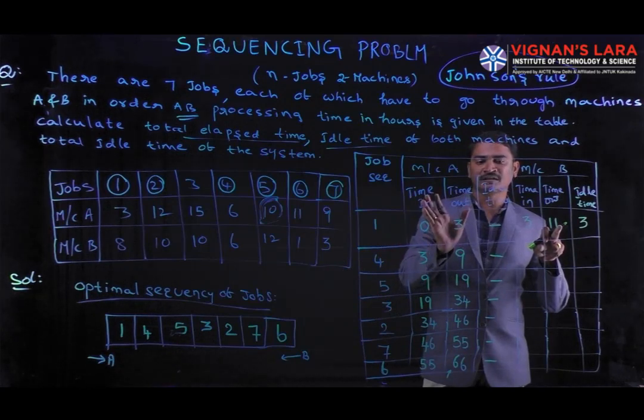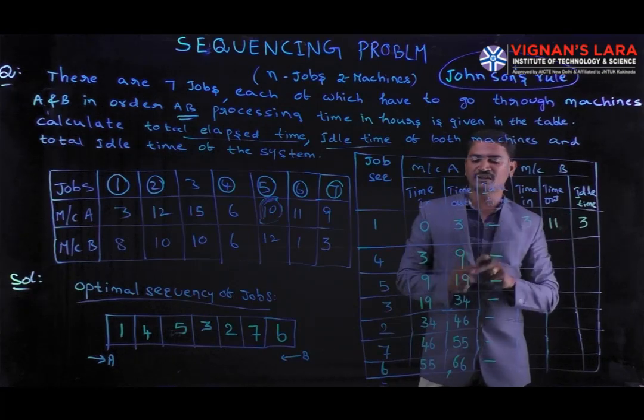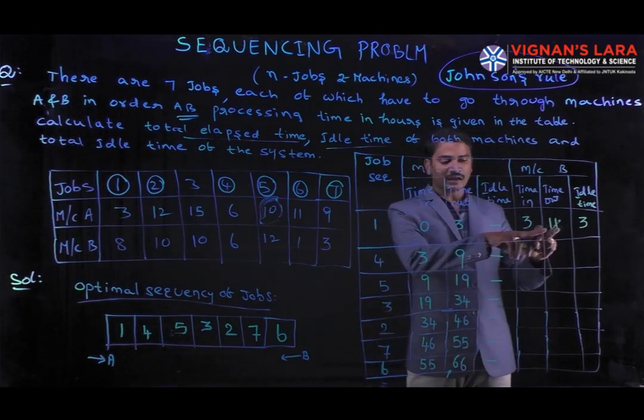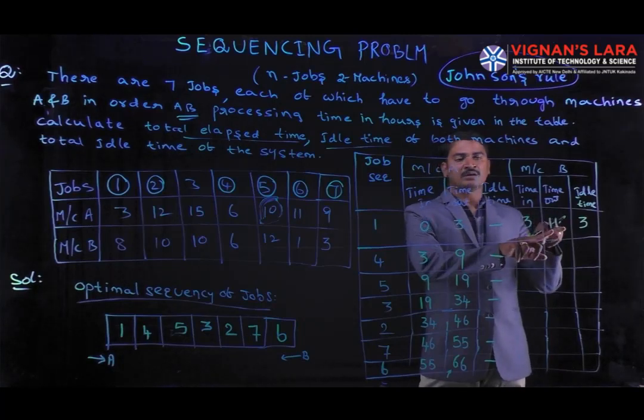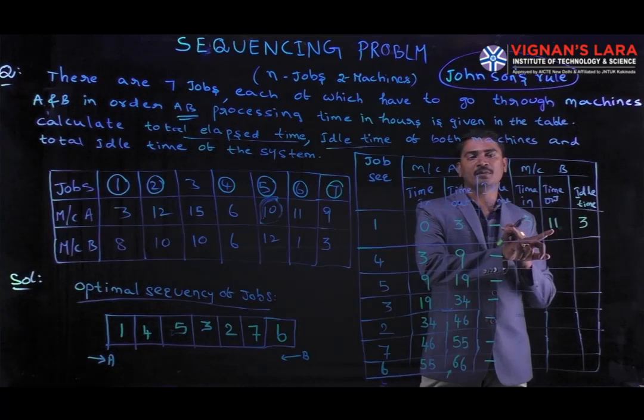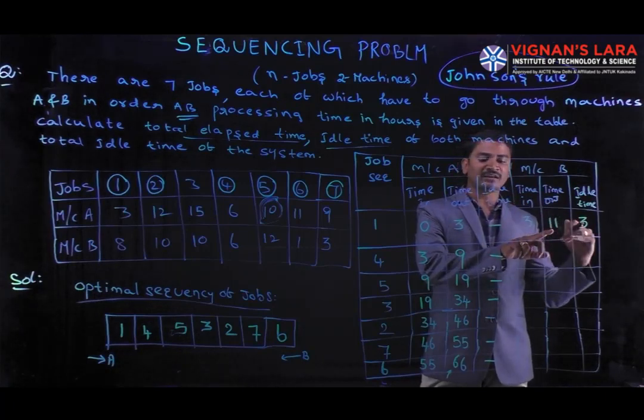The machine was not waiting; both machines are working. Why? Because at the 9th hour job 5 was started, and up to the 11th hour job 1 was processing. So here there is no machine idle time. Here only the job is idle. That's why we do not take that value here.